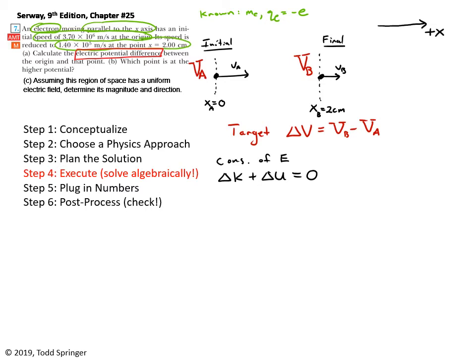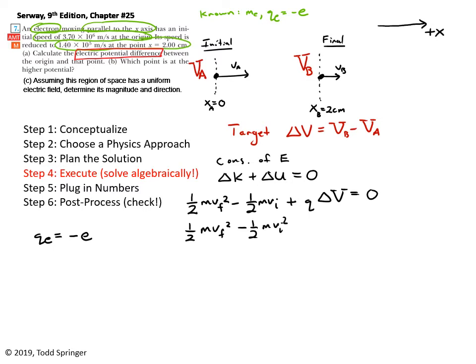So now I'll just go ahead and execute that plan. For delta K, we're going to put in 1/2 m v final squared minus 1/2 m v initial squared. That's final kinetic energy minus initial kinetic energy, plus delta U, I'm putting in Q delta V, equals 0. Now the trick here, you have to remember that Q for the electron is minus E. E is a positive number. So I'll make that substitution also: 1/2 m vf squared minus 1/2 m vi squared minus E delta V is equal to 0.